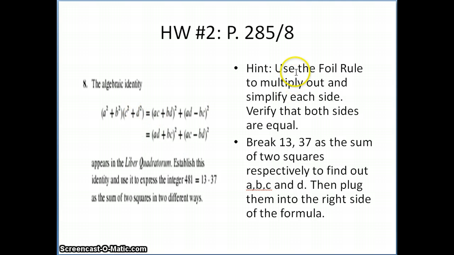First of all, we need to establish this identity. What we do is use the FOIL rule to multiply out each side. So for example, on the left side we can multiply first, inside, outside, and last. And then for the middle part here, we can do the same thing for the square. Be careful when we do a square: we have to write it as AC plus BD times AC plus BD, and then use the FOIL rule. Or if you memorize the formula for a square, you can use the formula directly.